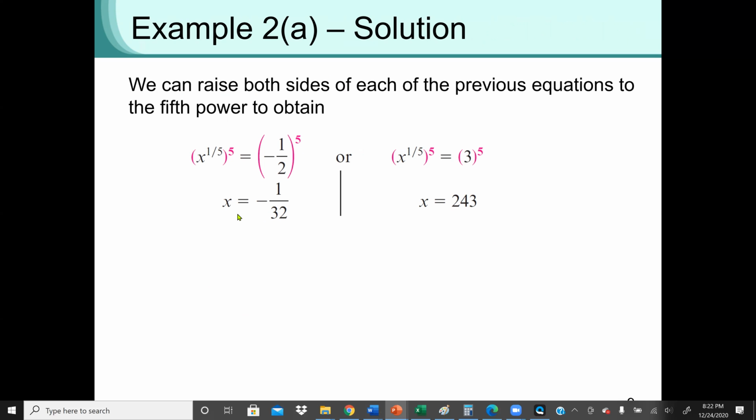So here x will give us negative 1 divided by 32. 2 to the power 5 will give me 32. 1 to the power 5 will still give me 1.